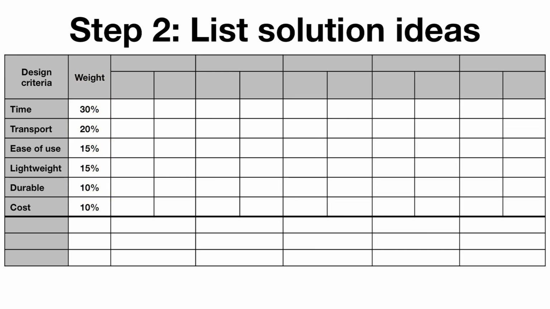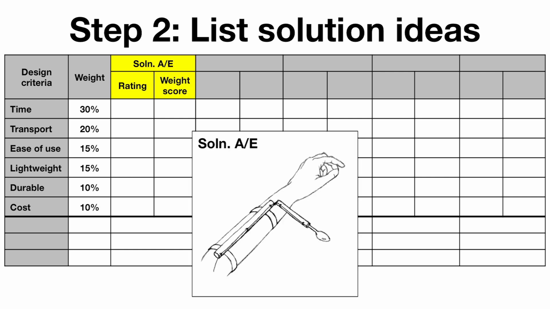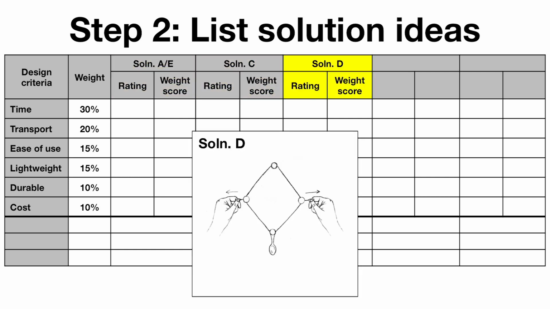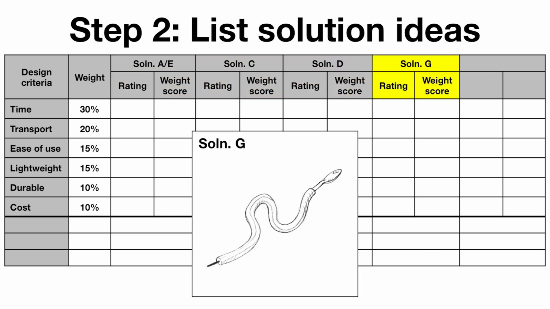The second step is to list the solution ideas along the top row of the table. The solutions in our scoring pugh matrix were those that scored highly in our screening pugh matrix and include solutions AE, C, D, G, and J.